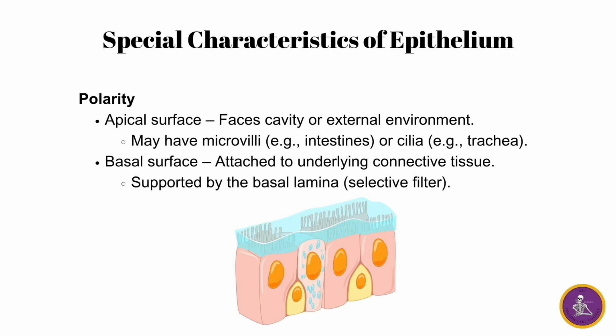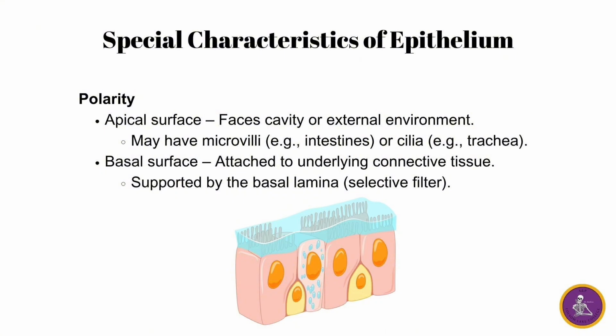Epithelial cells are polarized, meaning they have a distinct top and bottom. The apical surface is the top layer facing either the external environment or the inside of a body cavity, such as the intestinal lumen or the airway. This is the surface that interacts with external materials like nutrients, air, or mucus. It often has specialized structures to increase its function.